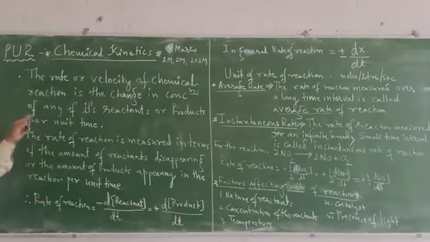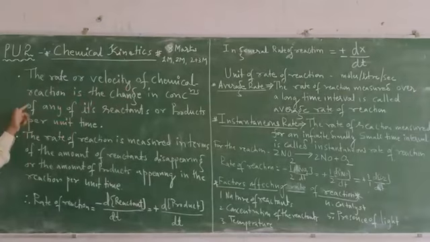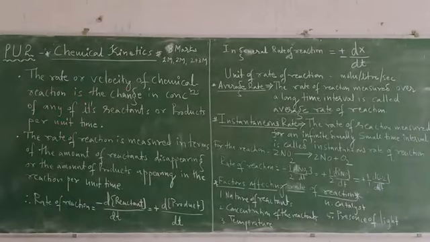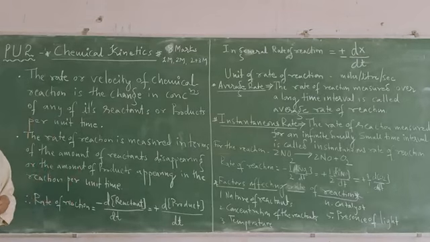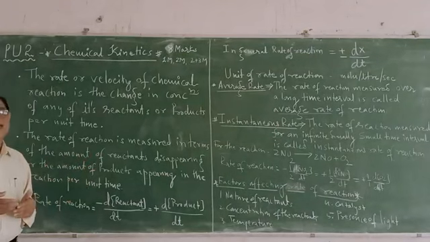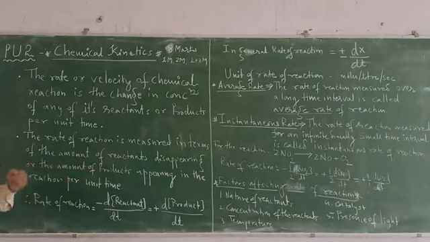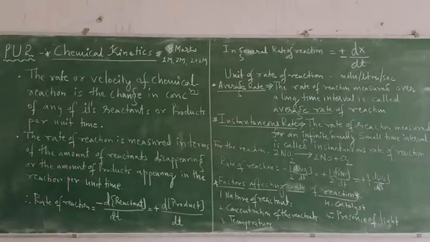Let us see what is rate. The rate or velocity of a chemical reaction is the change in concentration of any of its reactants or products over time. Whenever a reaction takes place, there is a decreasing concentration of reactant and increasing concentration of product with time. That is known as chemical kinetics. In a chemical reaction, the rate of reaction changes with concentration and time.